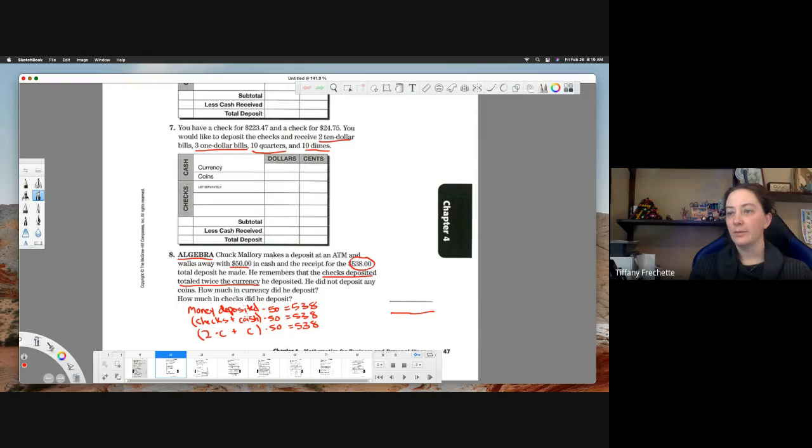All right, so I'm going to rewrite it up here just to make it a little easier. So we have 2C plus C, no, not times, sorry, minus 50 equals 538. All right, so 2C plus C, I can add those together. Those are like terms. They're both C, they're both cash or currency, whichever word you're using here. So I have 3 currency minus 50 equals 538. All right, now I can start solving this.